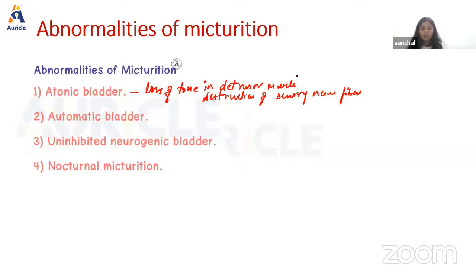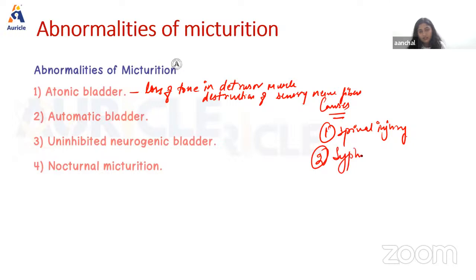There are various causes of this atonic bladder. The causes include spinal injury and conditions like syphilis. Spinal injury is the first stage of spinal shock: after injury to the sacral segment of the spinal cord, the bladder becomes atonic.